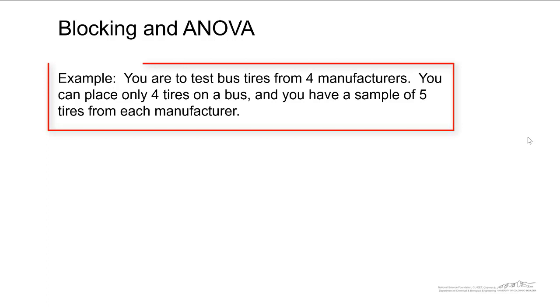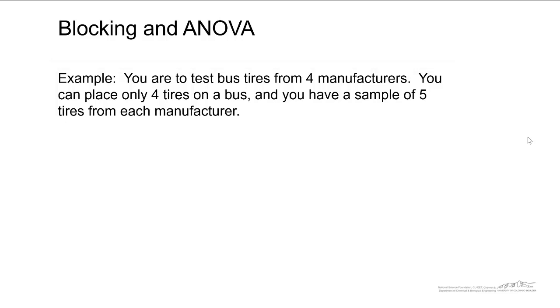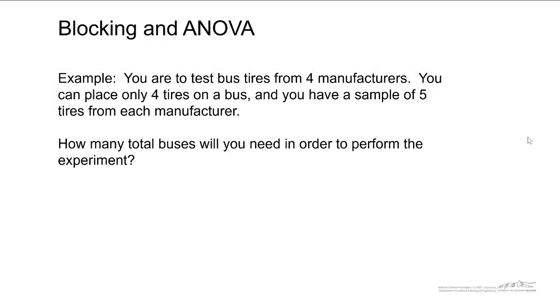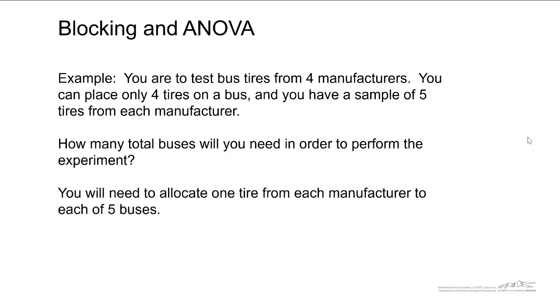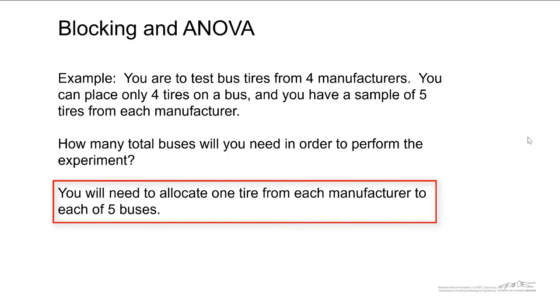We're going to work through an example here. You are to test bus tires from 4 manufacturers. So you contact these 4 manufacturers. Each of these manufacturers sends you 5 tires, so you've got a total of 20 tires, but you can only place 4 tires on a bus. So these buses are going to act as blocks. First of all, how many total buses are we going to need in order to perform the experiment? That's right, you will need a total of 5 buses.